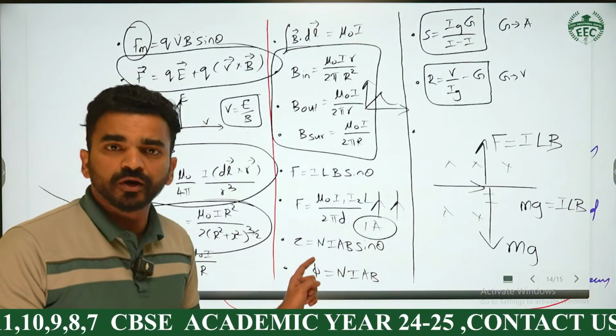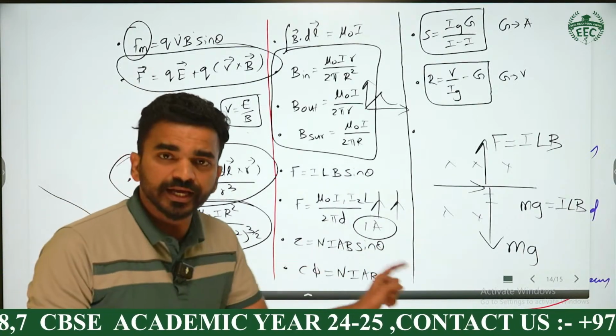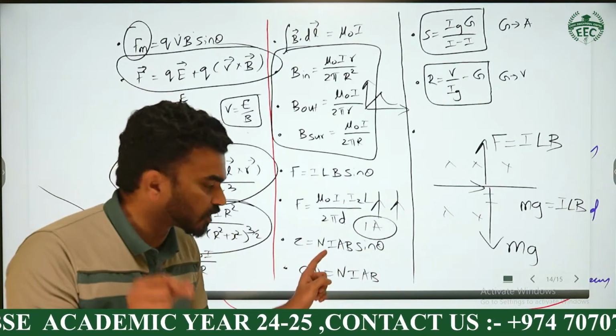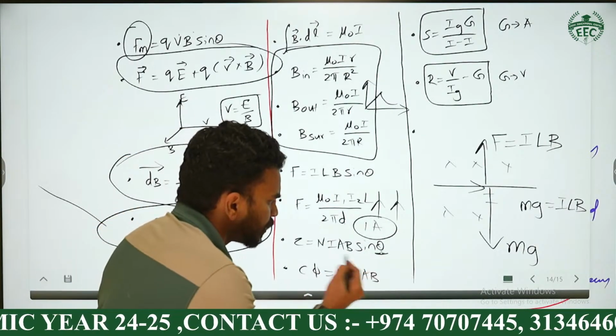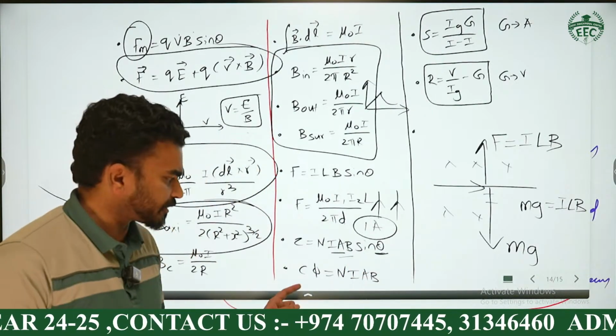Alright. Then torque on a current carrying conductor. What's the formula? NIAB sin theta. N stands for what? Number of turns. I means current. A means area. B means magnetic field. Theta means the angle between the magnetic field and the area vector.